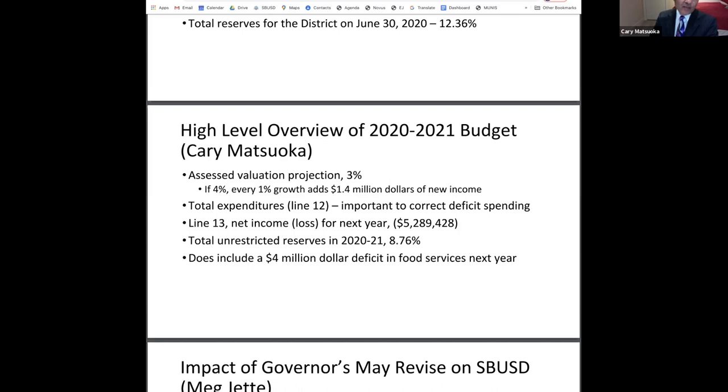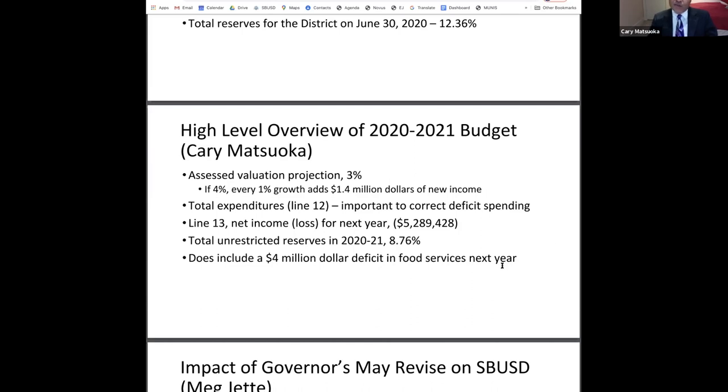Total expenditures, line 12, is important to monitor. That's what generates deficit spending. Right now, on line 13, we have a net loss of $5.3 million, as of tonight. We have another month to keep working on the budget, and we think it will get slightly better. What's going to improve that number a lot is after we close the books and see how much cash flows out. But right now, that's what the number is looking like. A year ago, we were starting the year at an $11.5 million deficit, so that's good progress. The total reserves will begin the year at a healthy 8.76%.